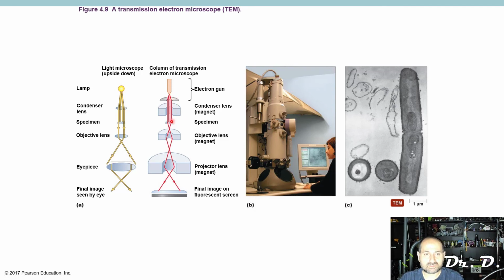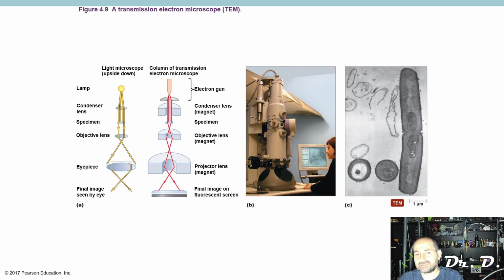Magnets force the electrons through the specimen and then cause the electrons to come to focal points and to magnify the image, right? Does that make sense? You're magnifying the image using lenses that are actually magnets. If you were to use glass lenses, no way.